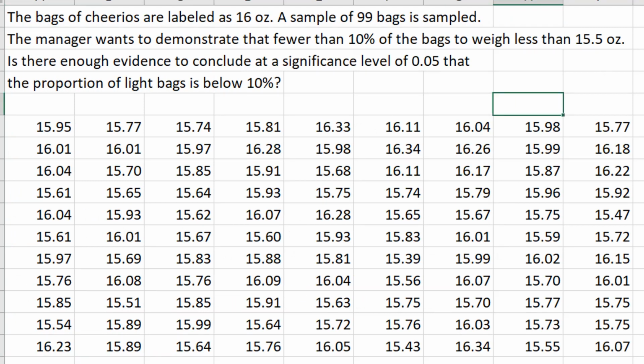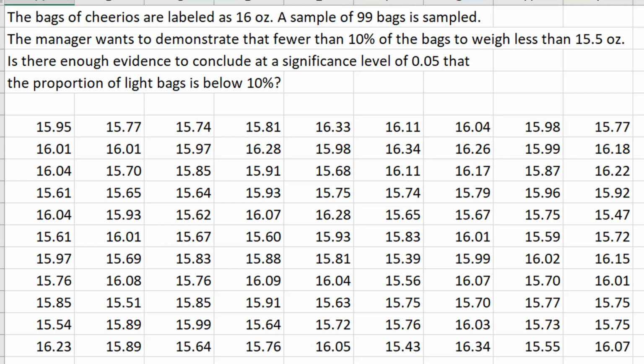Okay, so now with bags of Cheerios, they are labeled as 16 ounces. Let's suppose we're working in a Cheerios factory. We take a sample of 99 bags of Cheerios, and the manager wants to demonstrate or conclude that fewer than 10% of the bags weigh less than 15.5 ounces. Is there enough evidence to conclude at a significance level of 0.05 that the proportion of light bags, so when I say light bags is weighing less than 15.5 ounces, is below 10%? Now I'm talking about the population proportion, not the sample proportion.